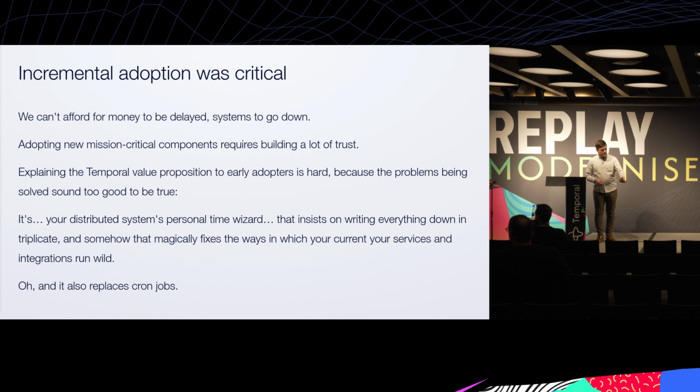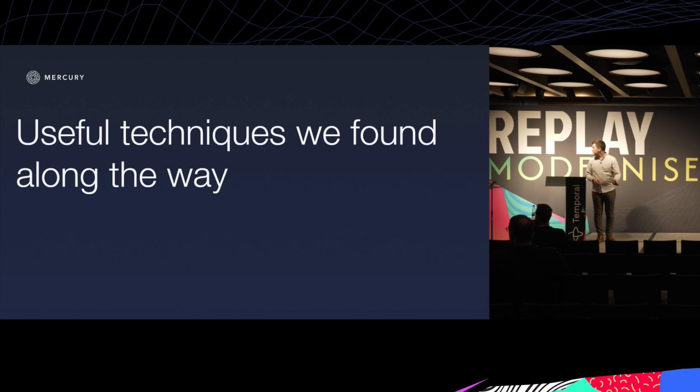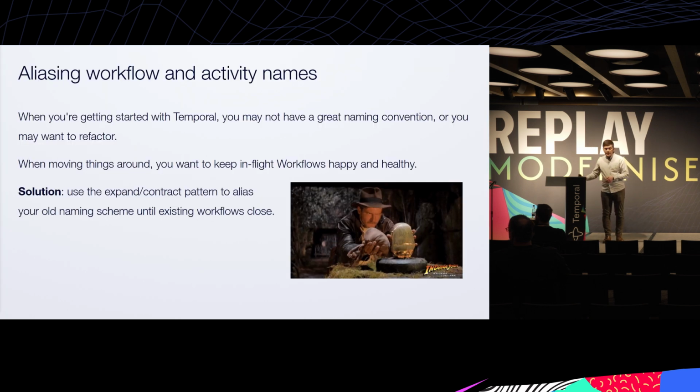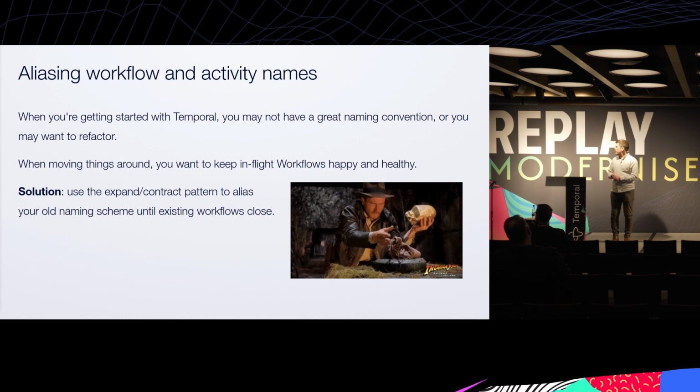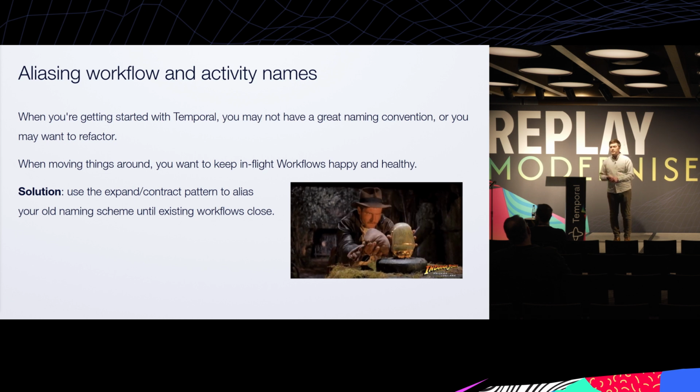So here's some useful techniques we have found along the way. The first thing I want to share, and I think this is a pretty simple one, is when we first started building our Temporal code out, we didn't necessarily know how we wanted to structure things, where we wanted to put our workflows, or what the naming conventions were that we wanted to have. So we found that we wanted to refactor, move things around several times before we were really happy with how we had our architecture.